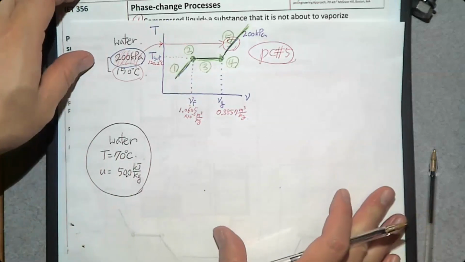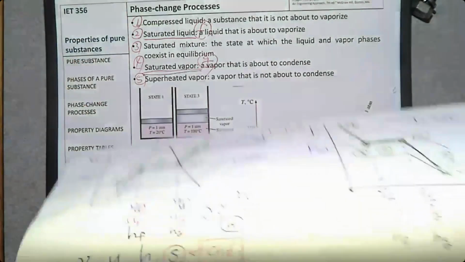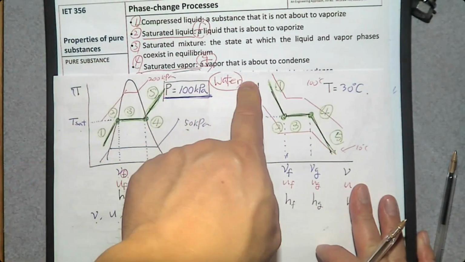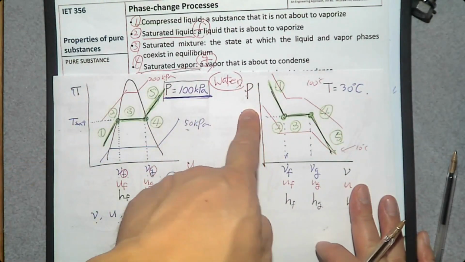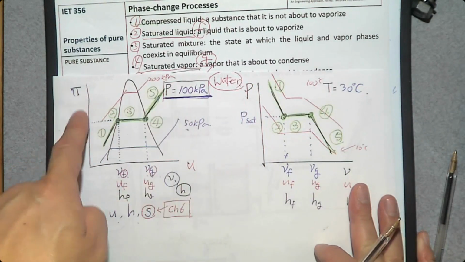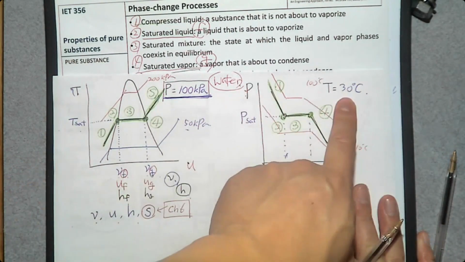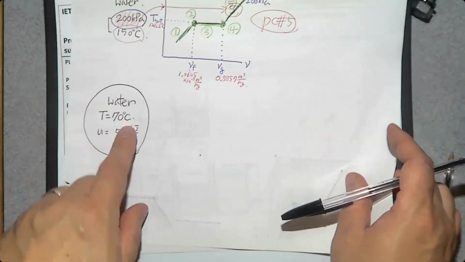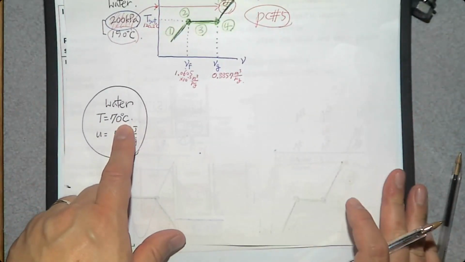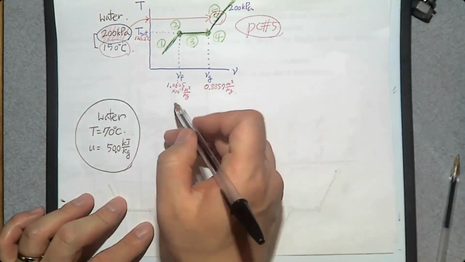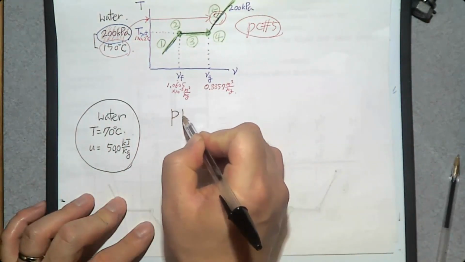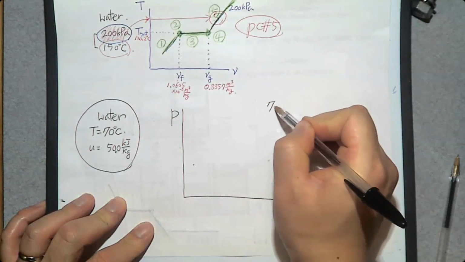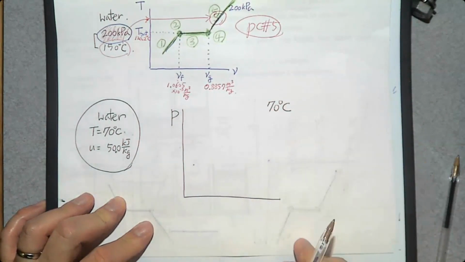Then what kind of property diagram can we use? It's going to be either a temperature diagram or a pressure diagram. If you know pressure, it's going to be a temperature diagram. If you know temperature, it's going to be a pressure diagram. Then what do we know? We know temperature, so it's going to be a pressure diagram. P-v diagram at 70 degrees Celsius.